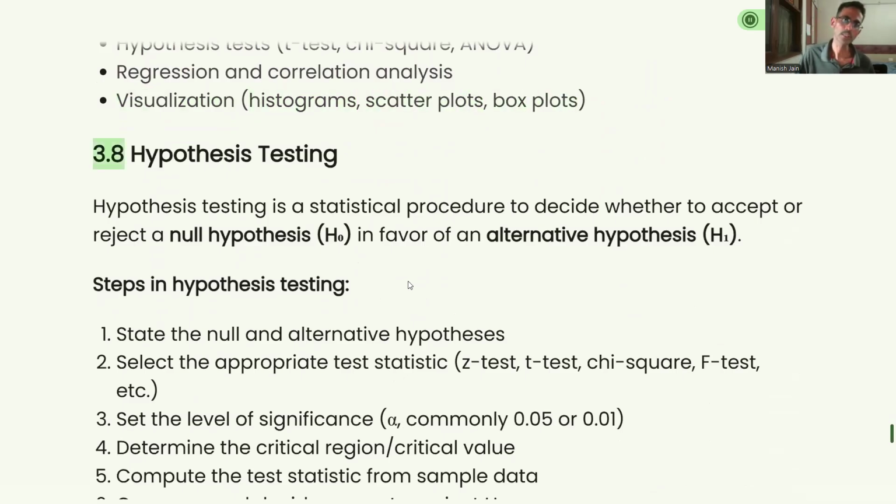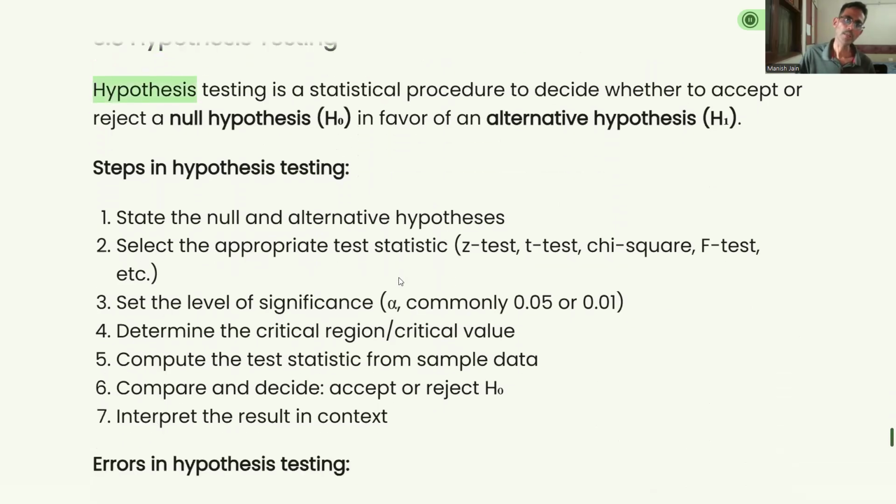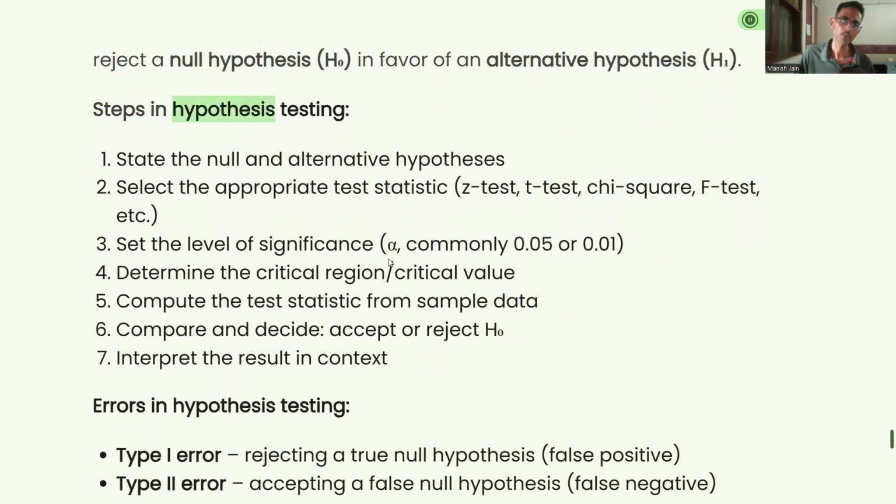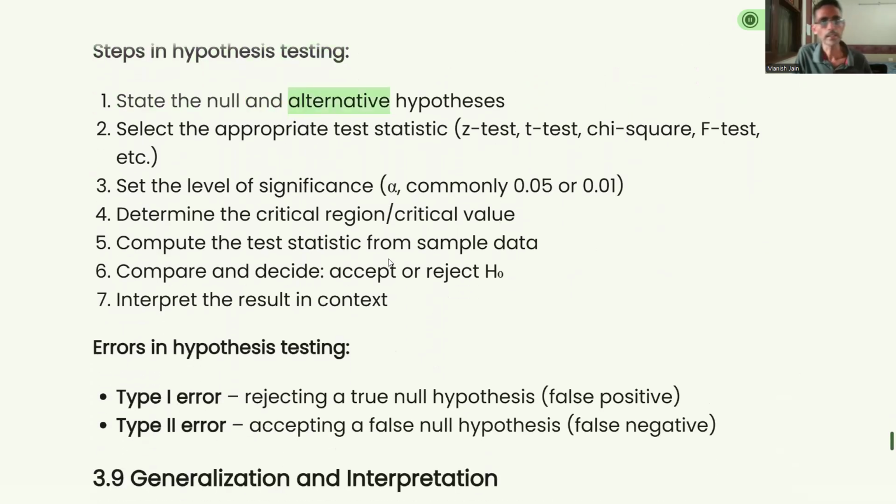plots. 3.8 Hypothesis testing. Hypothesis testing is a statistical procedure to decide whether to accept or reject a null hypothesis H0 in favor of an alternative hypothesis H1. Steps in hypothesis testing: state the null and alternative hypotheses. Select the appropriate test statistic: z-test, t-test, chi-square, F-test, etc. Set the level of significance alpha, commonly 0.05 or 0.01.